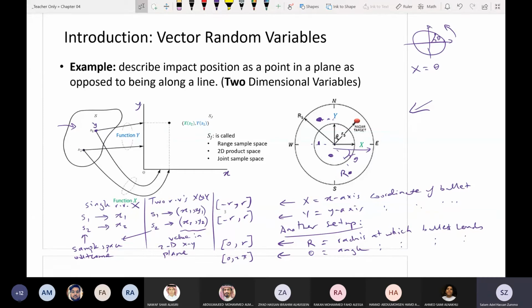So basically, in this case, we have two random variables instead of one random variable. One random variable does not give me the answer because the two-dimensional location in a two-dimensional plane cannot be described by a single random variable, X or Y or R or theta. So in this case, I am mandated to use two random variables.